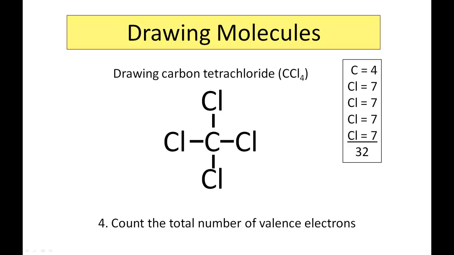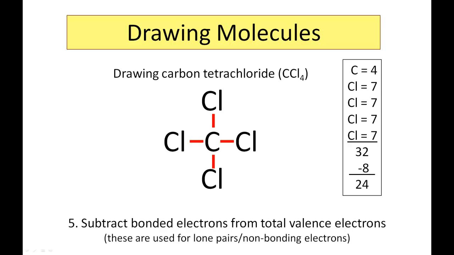But remember, there's 4 chlorines in this molecule. So if we count up the 4 from one carbon and the 7 from each of the 4 chlorines, you get 32 valence electrons in this molecule. We're going to subtract 8 electrons from the total because of the bonding. Remember that each one represents sharing of 2 electrons. Now we're left with 24 electrons. These will be used for lone pairs and non-bonding electrons.